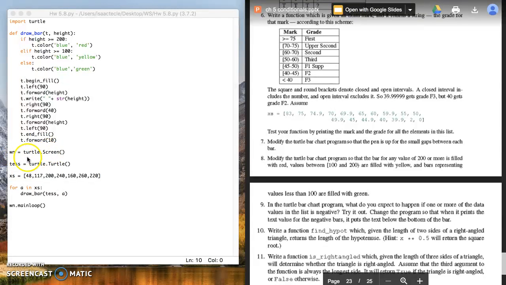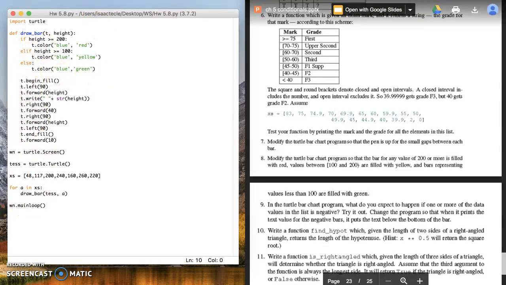Then this was to make the turtle. Test is the name of my turtle. And these are the points I want the bar graph to show. And this is pretty much the function to make my bar graph.